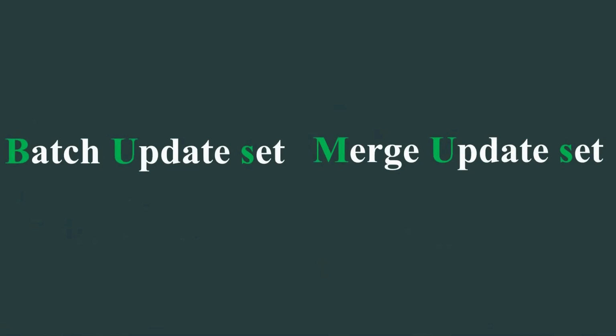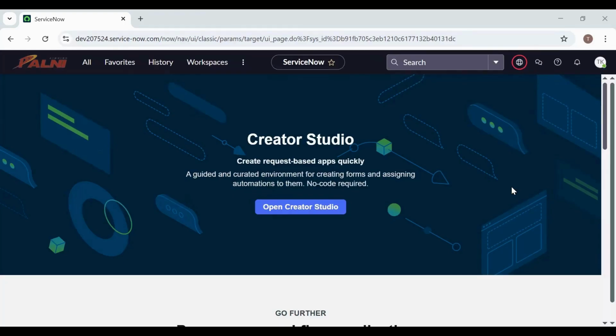Let's get started. Batch update sets allows you to group multiple update sets together, enabling bulk previewing and committing of changes and organizing them into a parent-child hierarchy to maintain order and to avoid conflicts. Let's first see batch update sets.